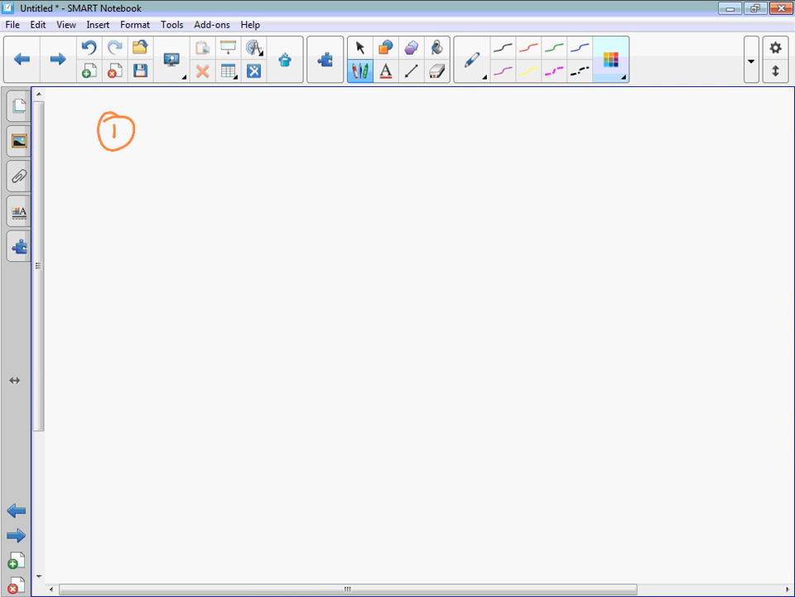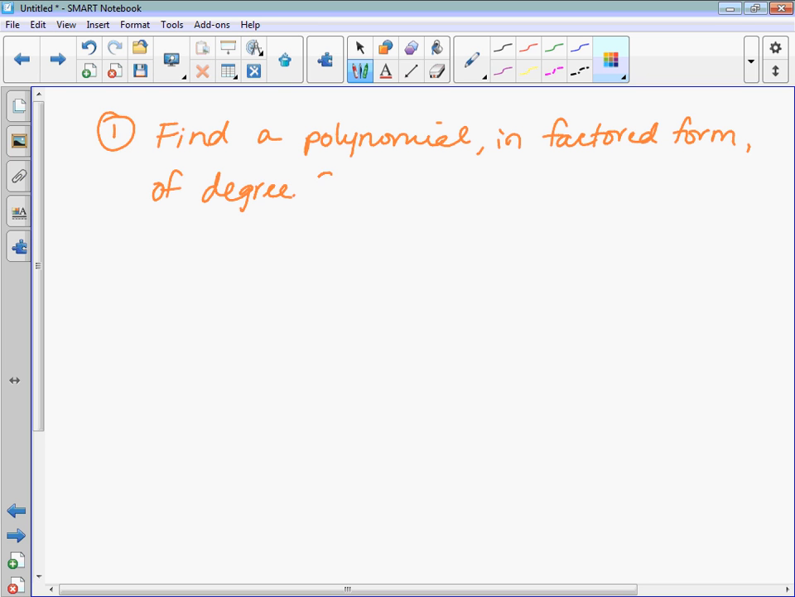An example here. You are going to find a polynomial in factored form of degree 3 whose zeros are -3, 2, and 5. All right, I'll walk you through this one. I'll let you write first.